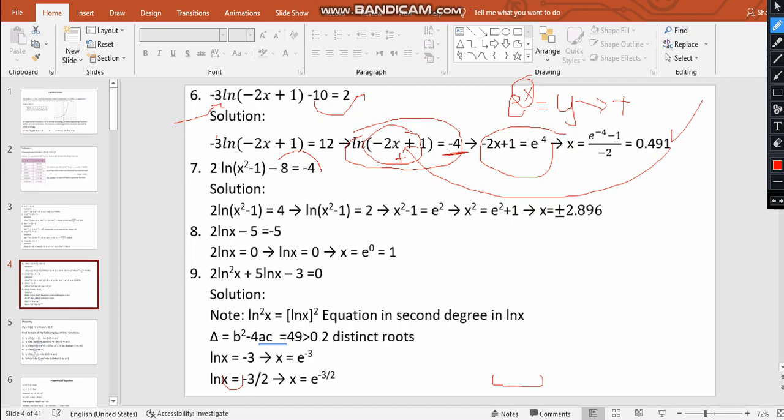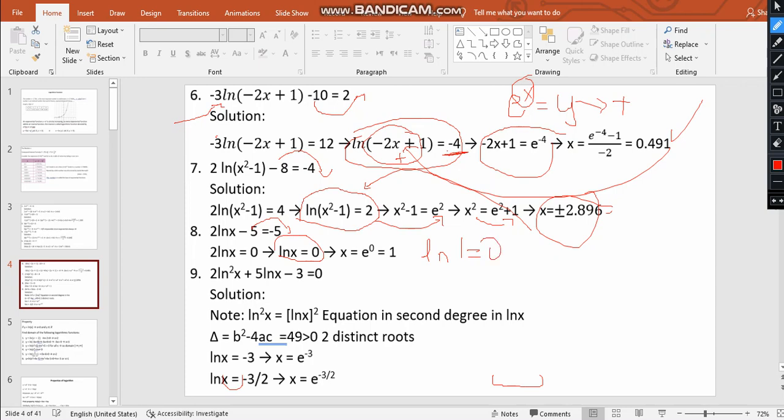So here minus 8 to the other side, over 2 you have this one. So x squared minus 1 equal e power 2. So x squared equal e squared plus 1. If you replace these two values inside, it is also positive. So here you take it to the other side, it's 0. So ln x equal to 0. So x equal e power 0, 1. I told you, ln 1 is always 0, and ln e is 1.